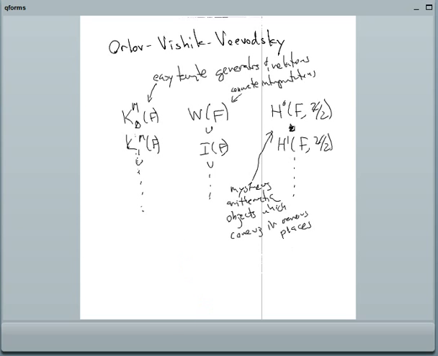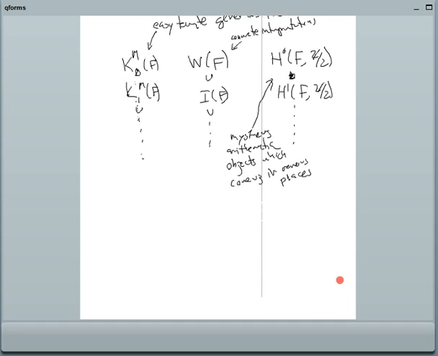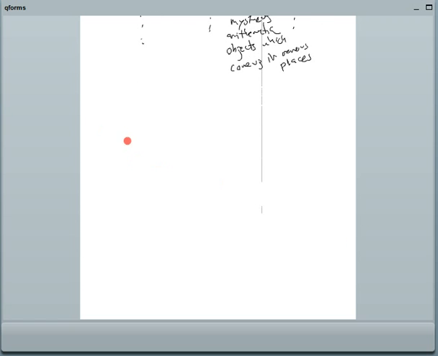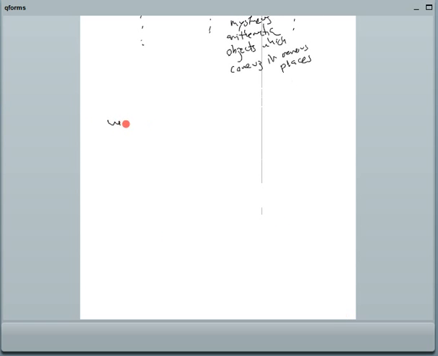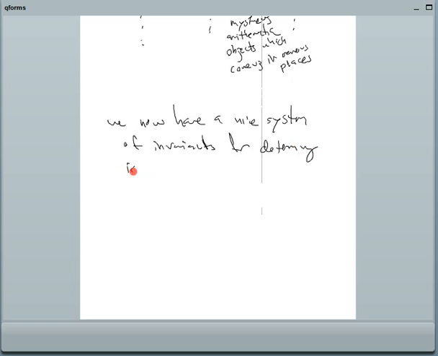So, okay, let's see, where are we? I basically would like to just finish this off by saying, we now have a nice system of invariants for determining if Q is equivalent to 0 in the Witt group. Many questions are still open.